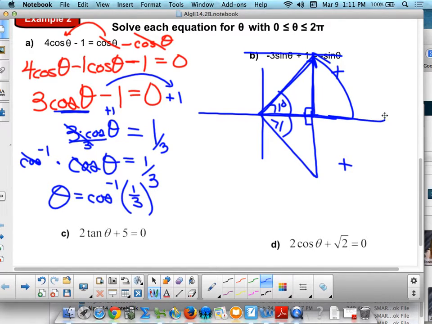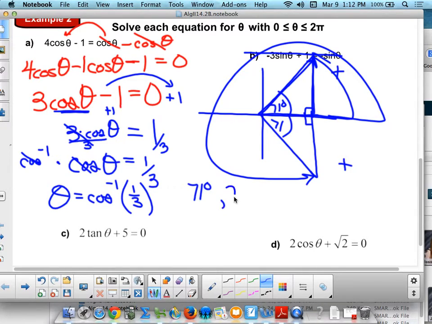71. 2 what? 289. Okay, so 71 degrees, comma, 289 you said, right? That's what theta equals. Anybody lost? No. Okay. Your heads aren't saying I'm lost, so you're okay.